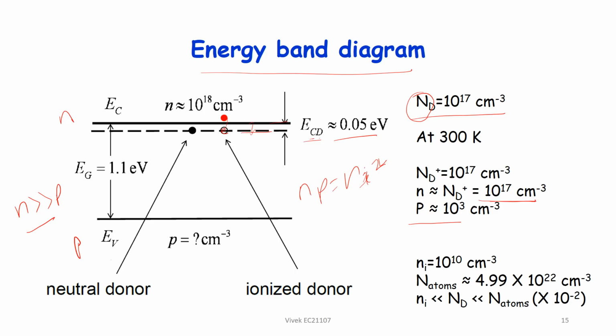So if you recall, the number of atoms per cubic centimeter in a silicon crystal is around 5 × 10^22 per cubic centimeter, and the doping has to be between these two terms. If doping is less than Ni, it does not make any sense, because the number of carriers that doping is giving is less than Ni. So doping has to be more than Ni.